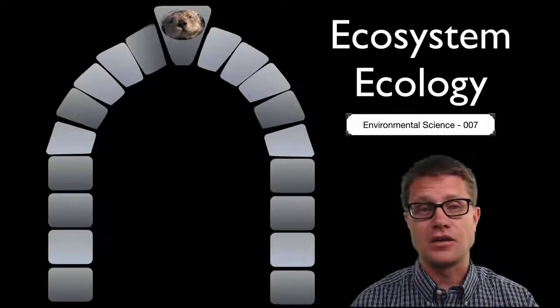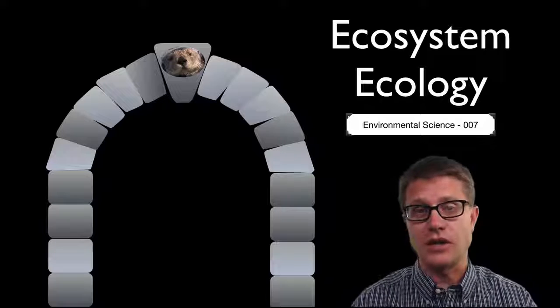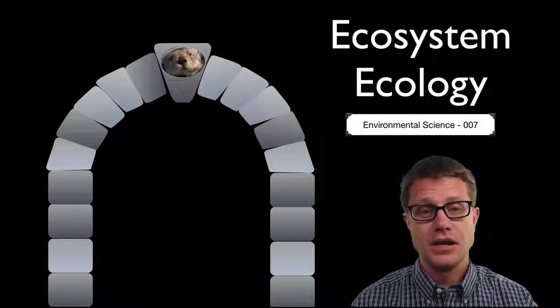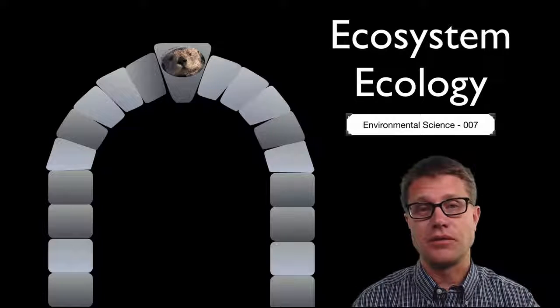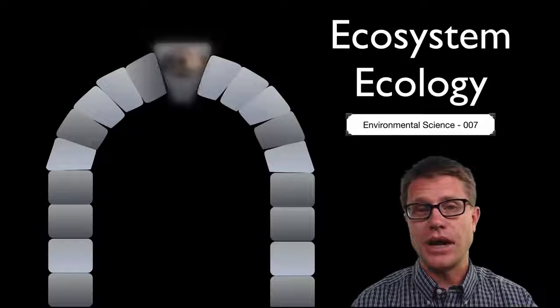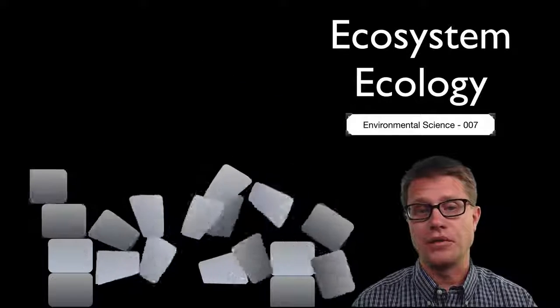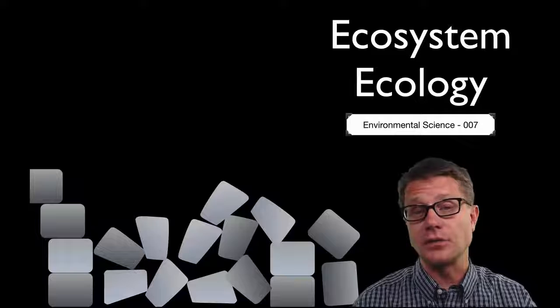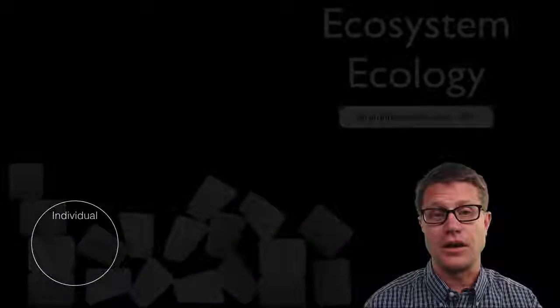Just like on this arch, this keystone at the top holds everything else in place. You can think of each of these stones now as a different species. If we remove that keystone species, then the whole thing folds in on itself. In other words, some species are actually more important than others.